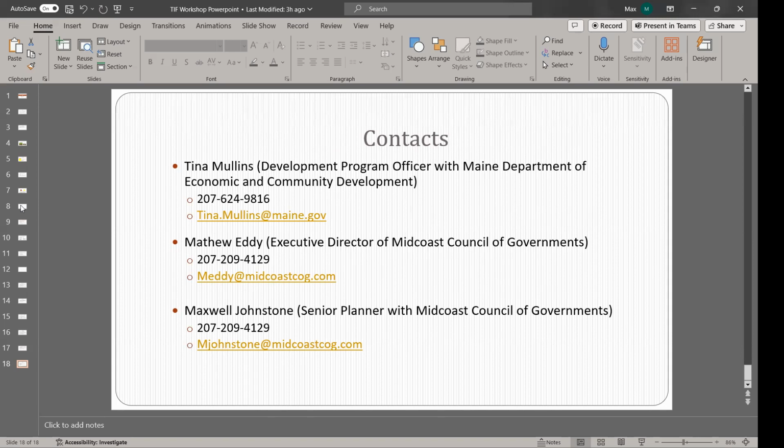Matthew Eddy is the executive director of the Mid-Coast Council of Governments. He's very knowledgeable on this topic. He's done a lot for Biddeford and Brunswick. And very recently, I think he did an amendment for Bowdenham, and he also helped get one passed up in Union, just a little bit north of here, for the Thompson Community Center redevelopment efforts.